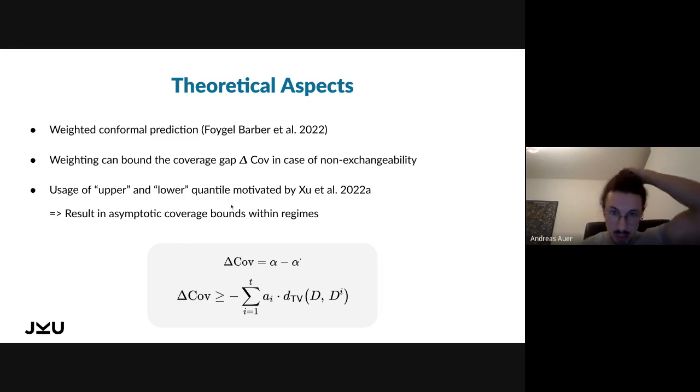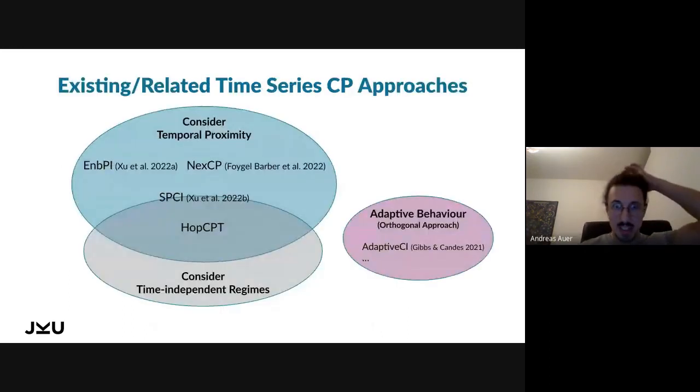And the second thing I want to link to is, maybe you recognized that we did not yet use the quantile of the absolute errors, but we had these two quantiles of just the error values. And this was also already motivated by Xu et al. and their NPI paper, where they already did this, and they showed some asymptotic coverage bounds, and we can also build on this existing work and show that this asymptotic coverage bound holds for us within certain regimes. Right, so hopefully I did not lose you here. If you're not interested in the theoretical aspects, you can join again.